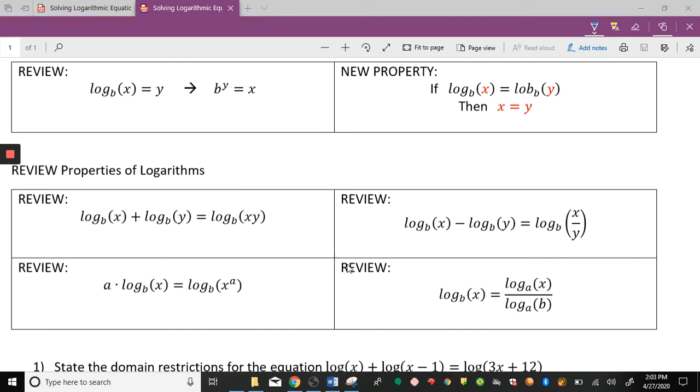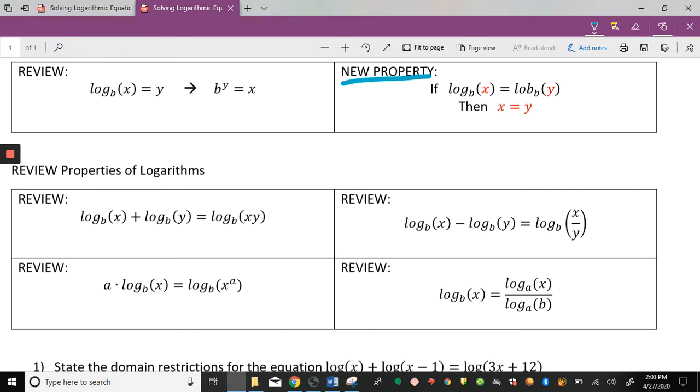More of properties of logarithms, using those to solve log equations. So I wanted to review, these are the first two properties that we used yesterday on our assignment, and mainly the new property was the one-to-one property, so we want to make sure that we don't forget that.